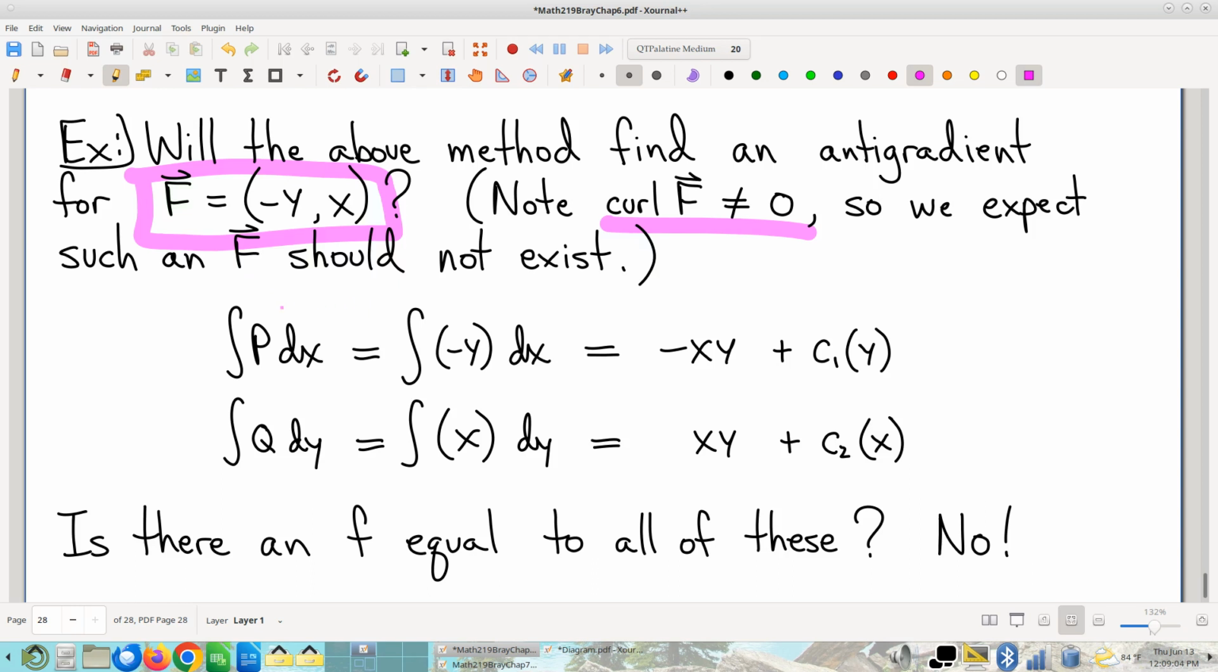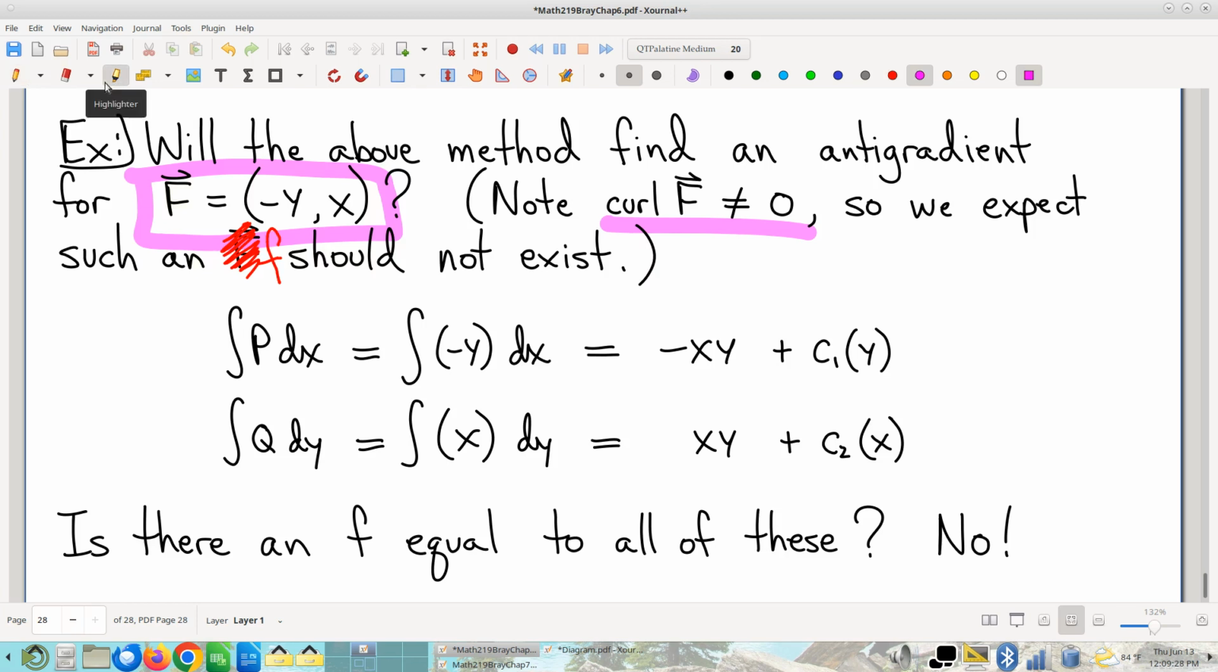So this is a typo. Good night, shame on me. I meant little f here. Sorry. Typo. There should be no anti-gradient. We already know the vector field itself is not a gradient of anything, so we should lose this game.